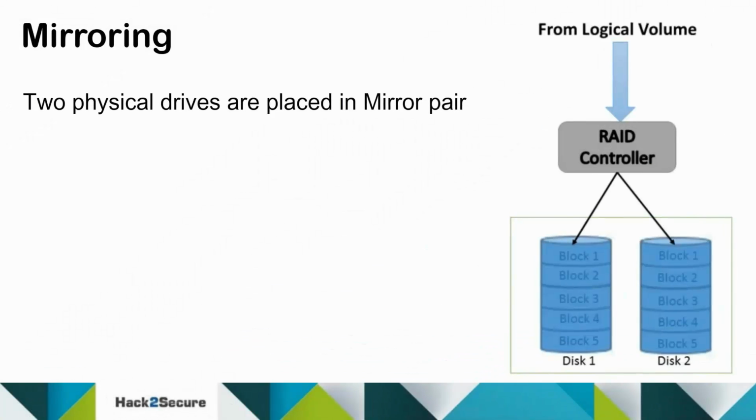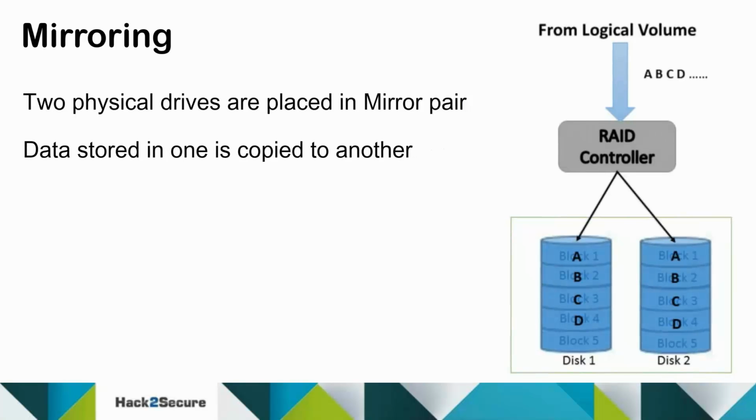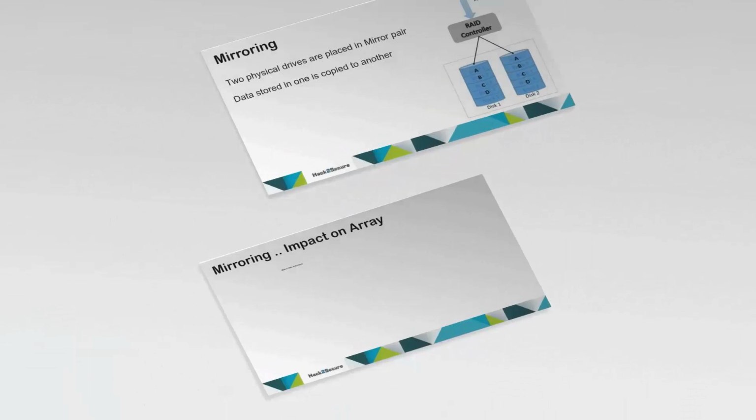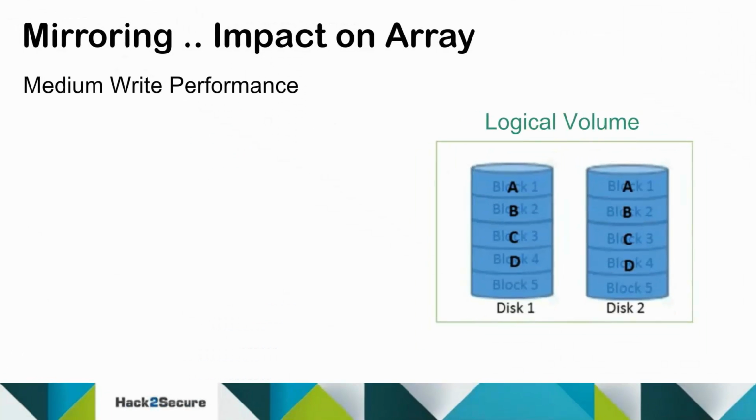The mirroring technique makes the same data be stored on two different disk drives. So a copy of data is maintained to ensure redundancy in case of data loss. Here, two physical drives are placed in a mirror pair so that data being stored will be replicated or copied to the other in parallel. In mirroring, logical disks have two mirrored physical disks, providing medium to high performance irrespective of the size of I/Os.